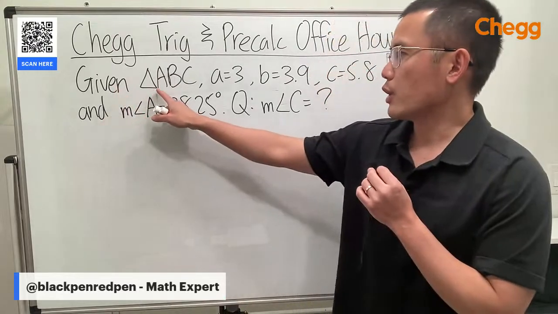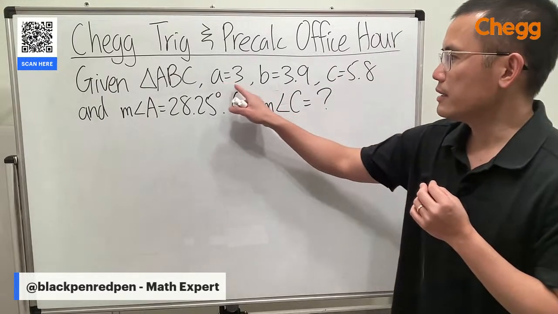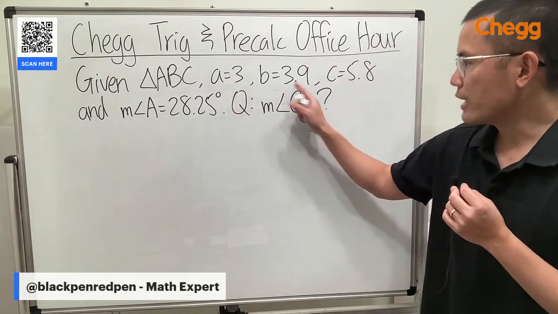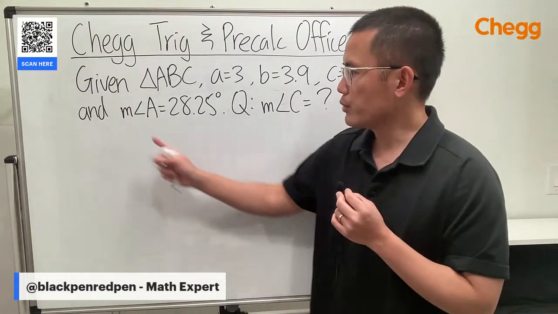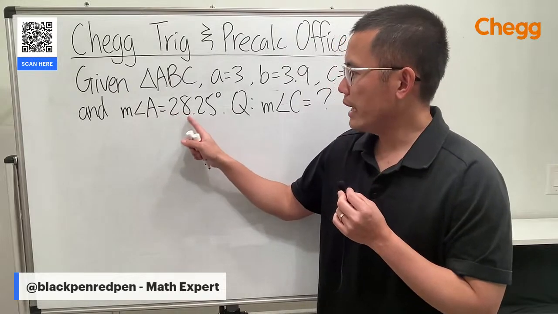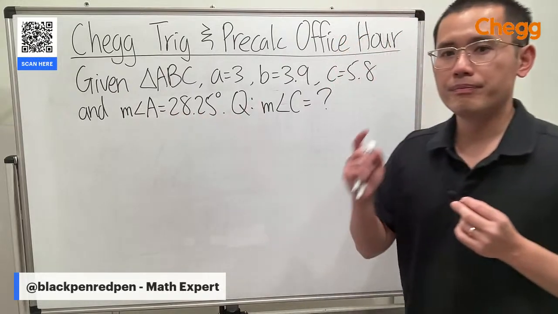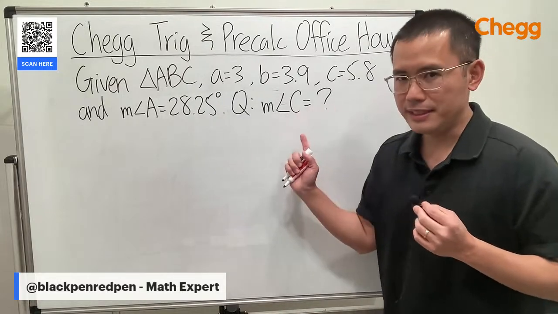Given that we have a triangle ABC and we know all three sides: little a is 3, little b is 3.9, and little c is 5.8. And I'm also going to tell you an angle. The measure of angle A is equal to 28.25 degrees. My question for you guys is, what's the measure of angle C?